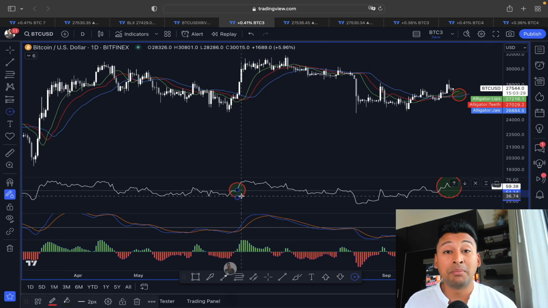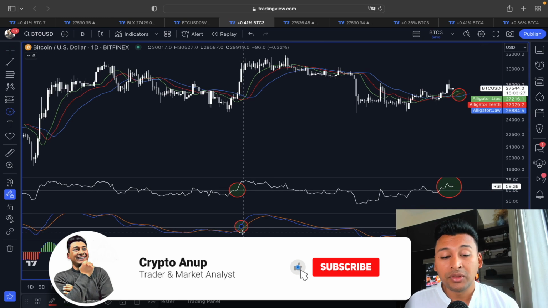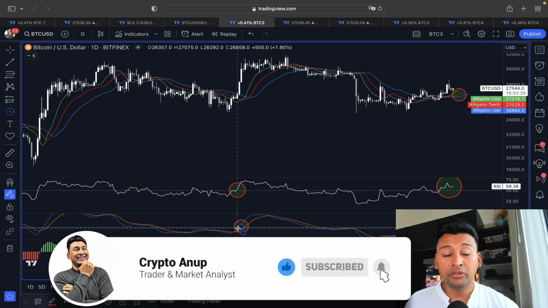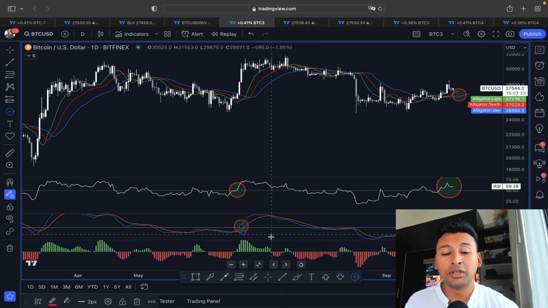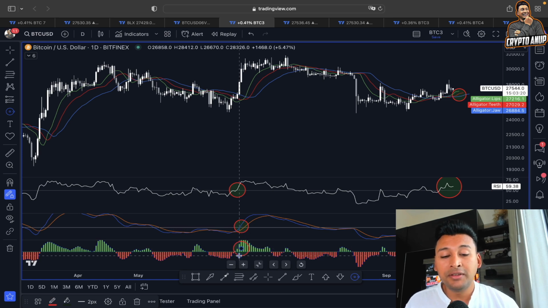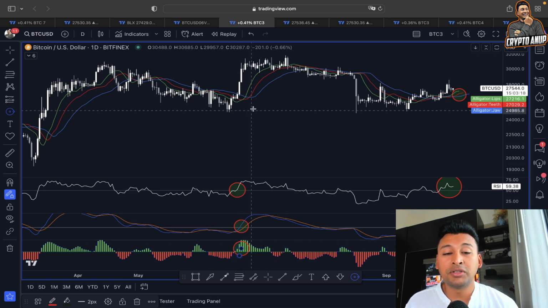RSI line started jumping above 50. MACD was bullish. MACD also came across this horizontal trend line. At the same time, T3CCI indicator started appearing in a positive territory.